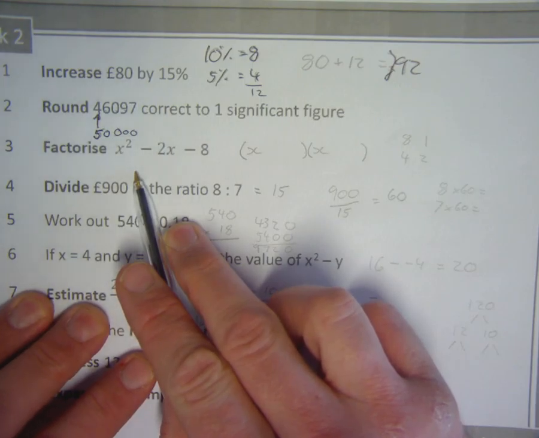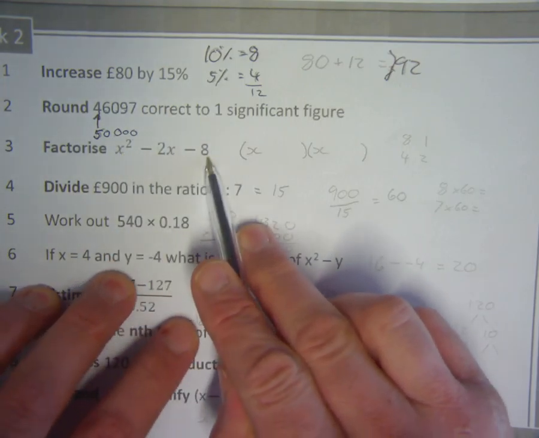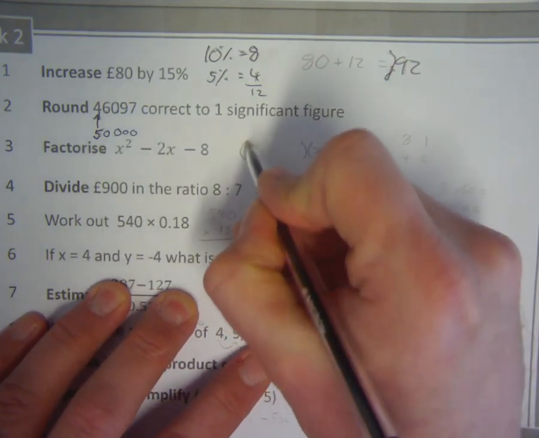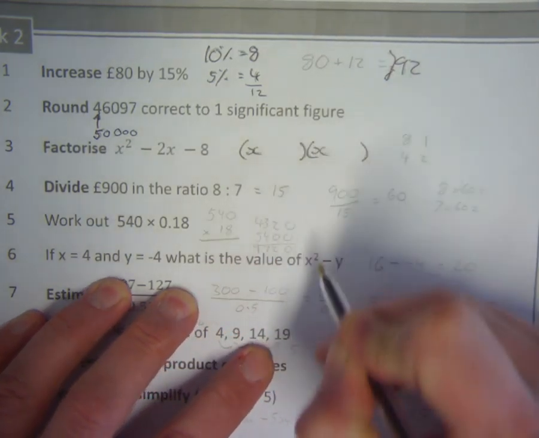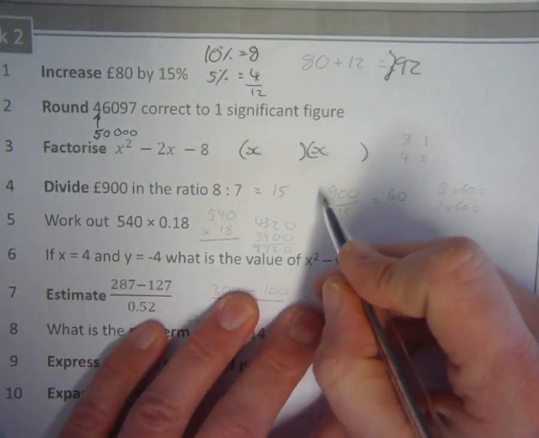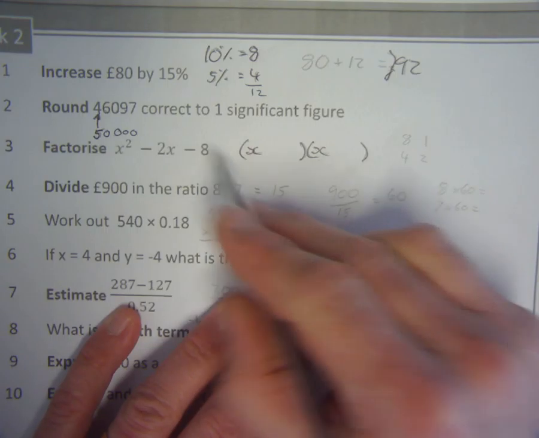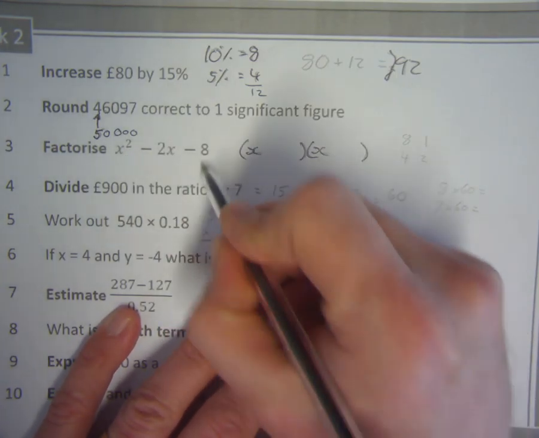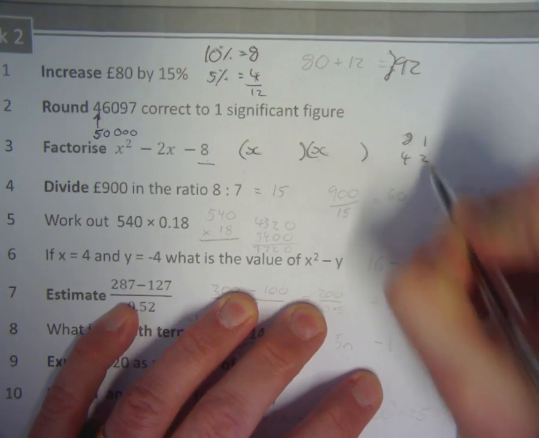Factorize means put into brackets. If it's x squared, x's, and a number, it's going to go into 2 brackets. It's the opposite of FOIL or smiley face expanding brackets. I know the first one's going to be an x and an x to give me an x squared. I need to look at the 8. What multiplies together to make 8 is 8 and 1, 4 and 2.